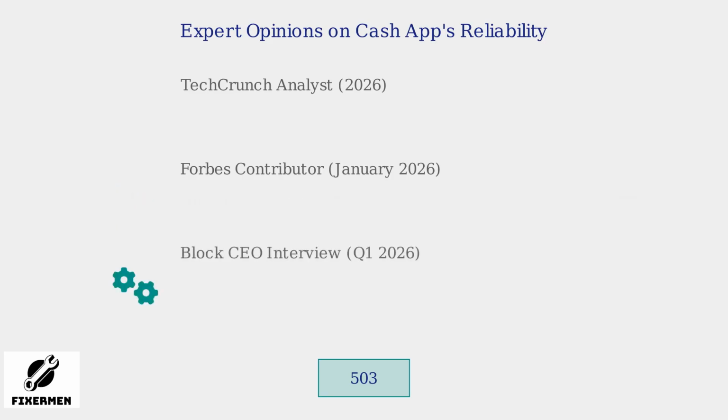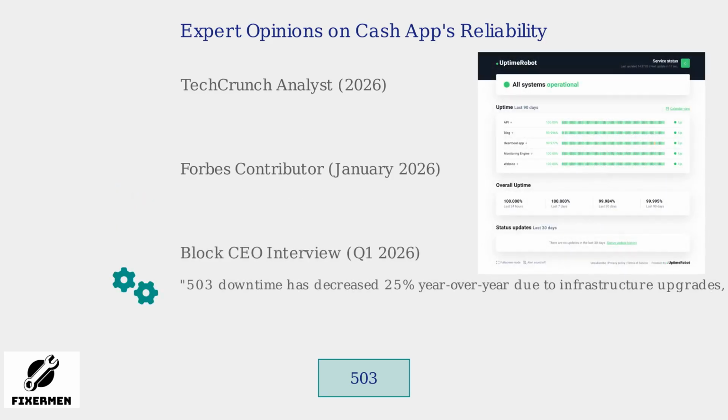Block's CEO shared that 503-related downtime has dropped significantly thanks to upgrades, aiming for near-perfect reliability by 2027. This progress is reflected in their operational status, showing high uptime across systems. Let's examine the key statistics around Cash App's uptime, error rates, and their impact on users.